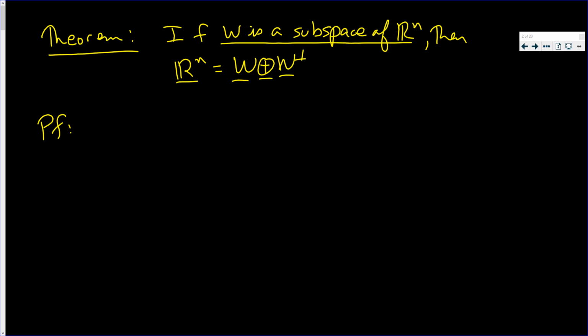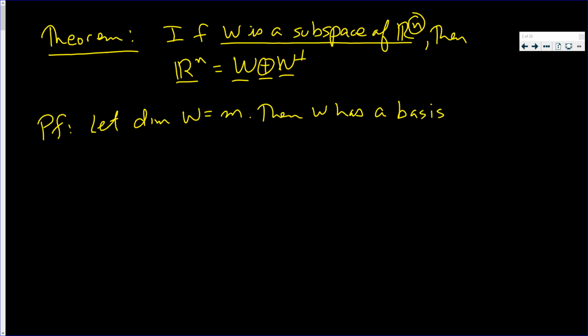So, let's see. W is a subspace of Rn, so let's say the dimension of W equals m. Then clearly W has a basis consisting of m elements. W has a basis with m vectors.